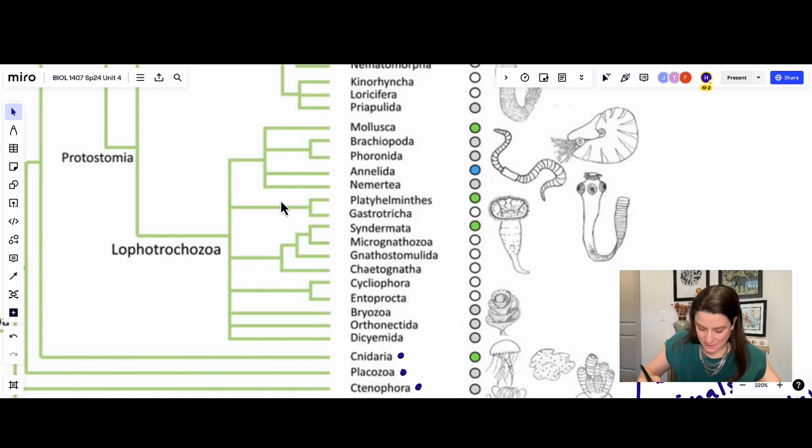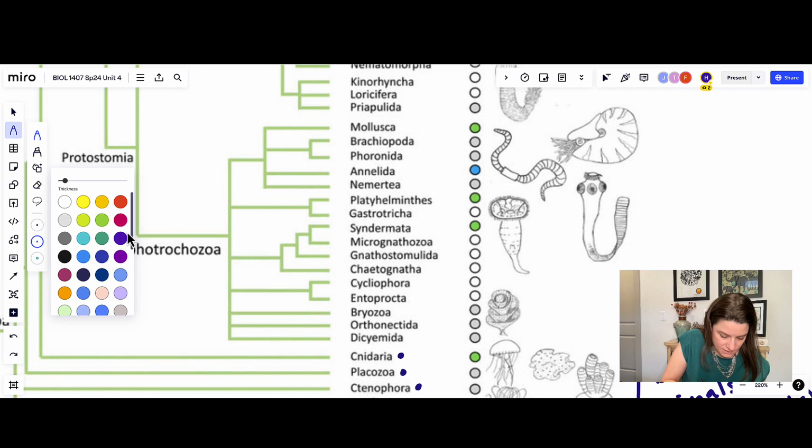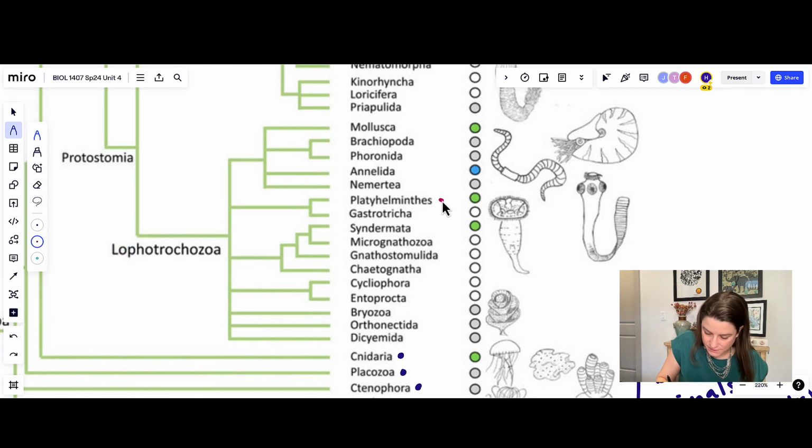Okay, so we're starting with, this is a group to know, Platyhelminthes. Actually, let's do this in a different color. Let's do it in Lophotrochozoa color. We'll make that this pink color here.